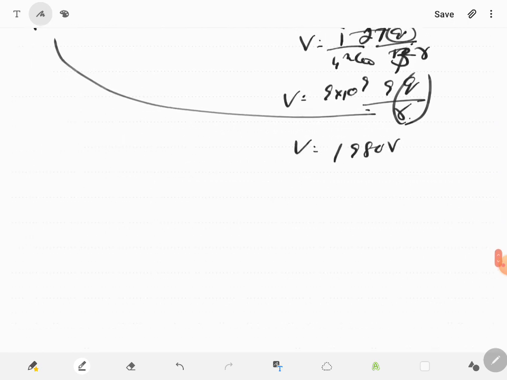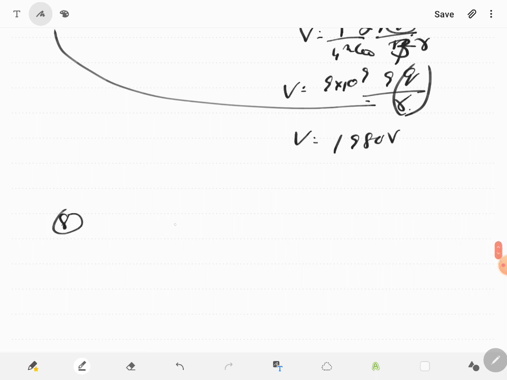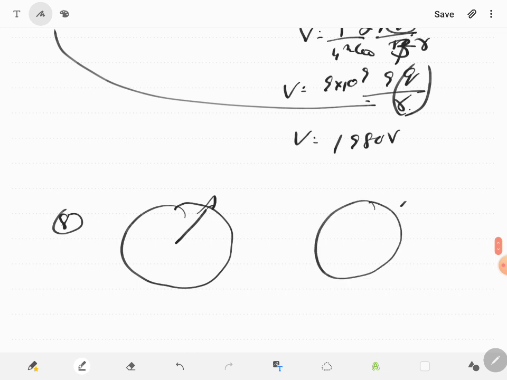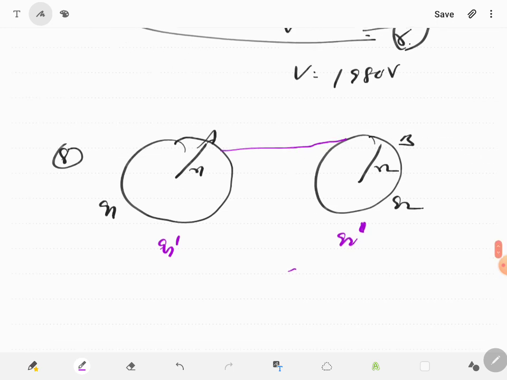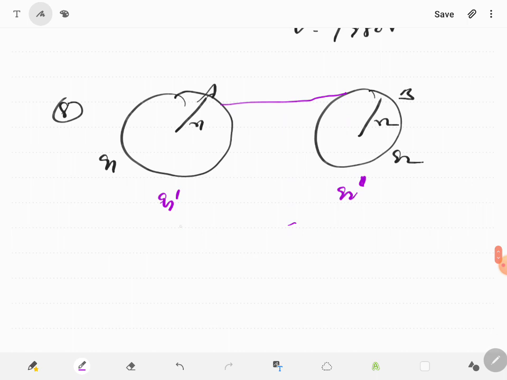So let's go to example 8. Two small conducting spheres, this is sphere A and this is sphere B, each of radius r1 and r2, having charges q1 and q2 already, after which you're connecting a conducting wire, which means the charges are going to flow from higher potential to lower potential, thereby acquiring new charges, which are q1 dash and q2 dash, which will be responsible for the potential.